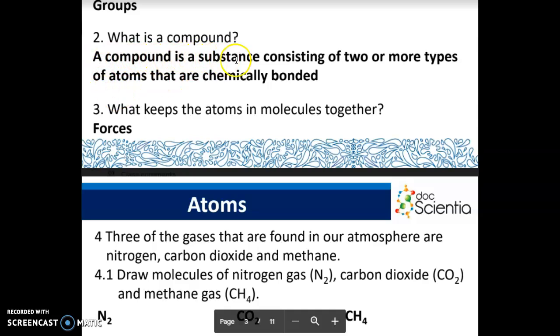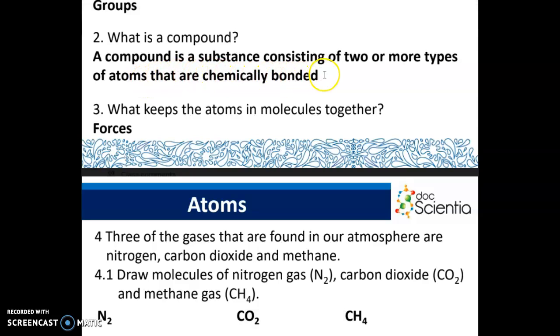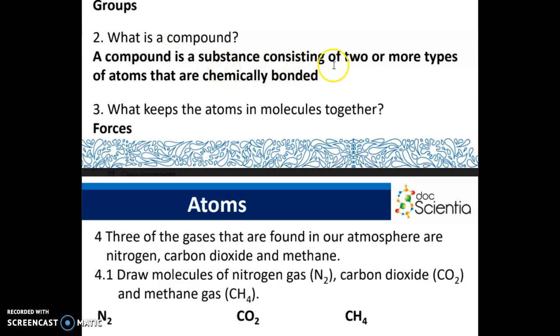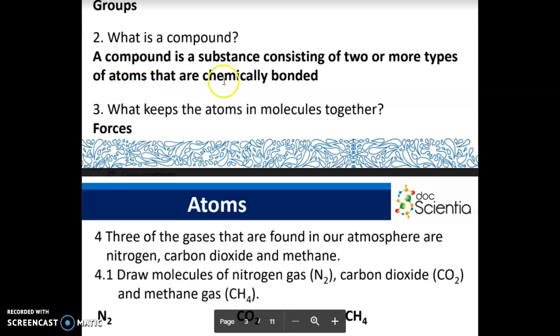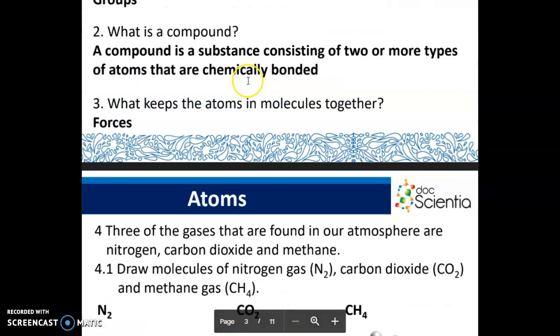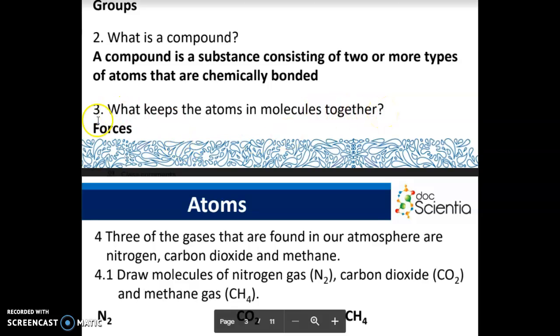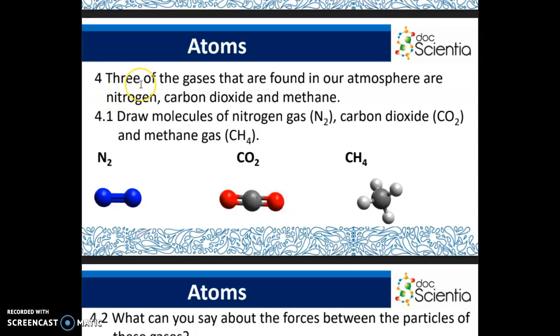A compound is a substance consisting of 2 or more types of atoms that are chemically bonded. So just remember, combination for compound. Combination is of 2 substances that are chemically bonded. Number 3. What keeps the atoms in molecules together? Forces. Number 4. 3 of the gases found in our atmosphere are nitrogen, carbon dioxide, and methane.